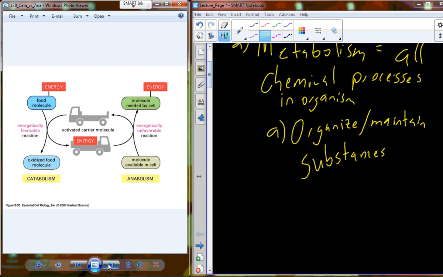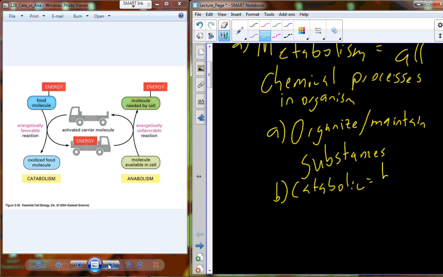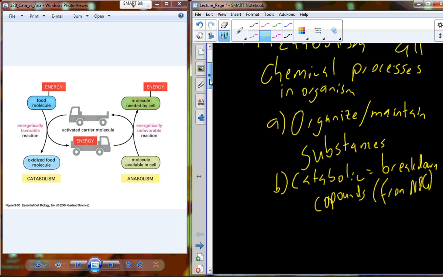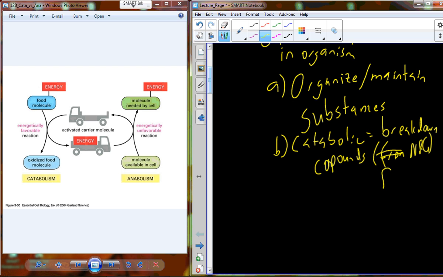Now, metabolism, typically we break it up into two kind of subcategories. And those two subcategories are going to be catabolic processes and anabolic processes. So catabolic or catabolism are all of the different chemical reactions that are involved in the breakdown of compounds. So we use catabolic processes to form energy.